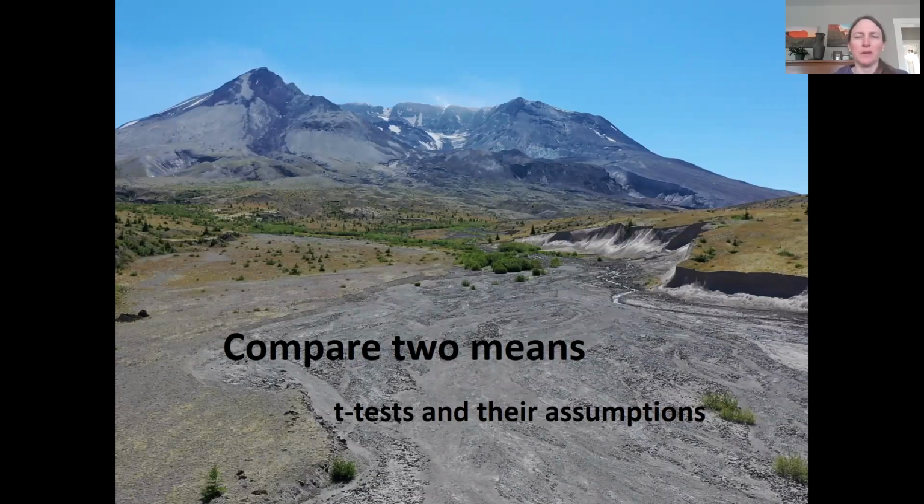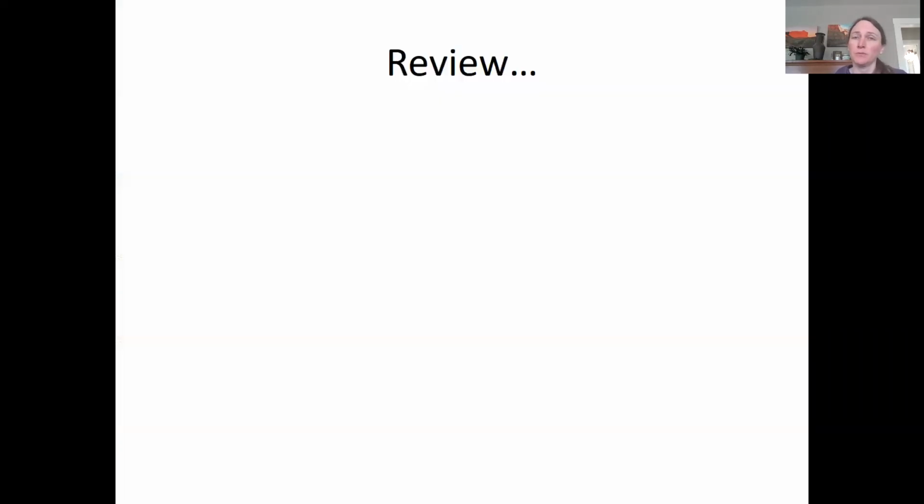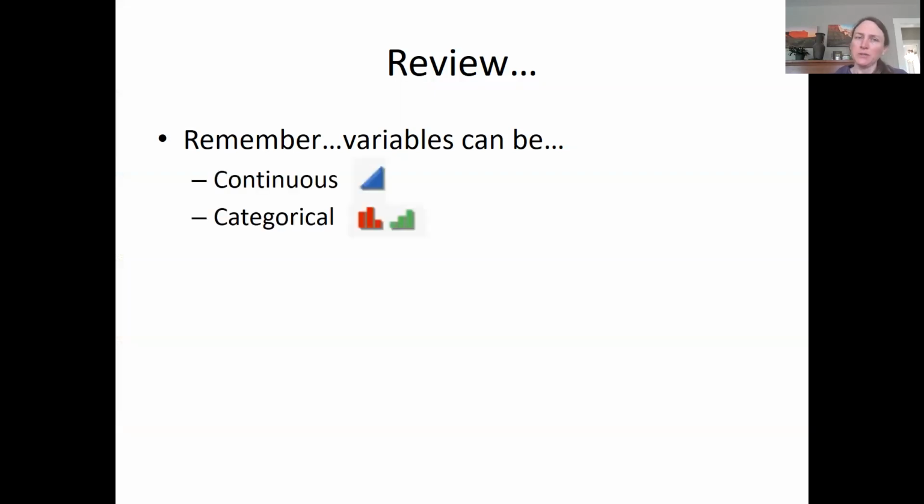So today we're going to talk about comparing two means. We're going to talk about t-tests and the assumptions of t-tests, and we're going to do this in a few different ways. So first, to review, variables can be either continuous or categorical. And the little symbols you see on the screen are what JMP shows you. So a blue ramp for continuous variables and two different kinds of histograms or bar graphs for categorical variables.